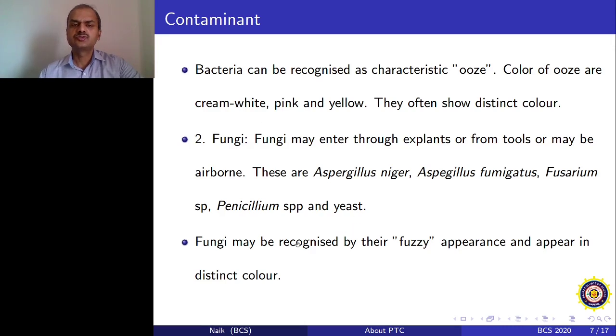So these two contaminants are really tough to handle, but eventually we can get rid of these two contaminations. In India, as I told you, we have three different seasons: summer, rainy, and winter.